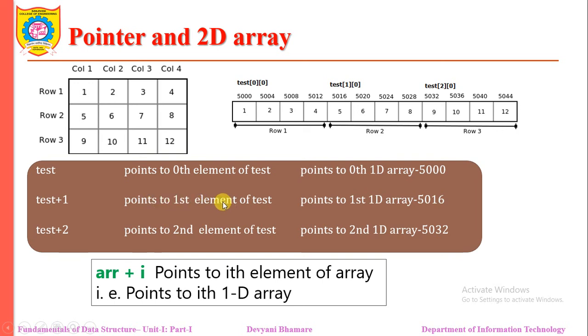What is the first element of the two dimensional array? It means the second row. It is containing the address of the second row. From where does the second row start? 5016. Similarly, test plus 2, what does it point to? It is pointing to the third element. It is a one dimensional array. That means the third element itself is a one dimensional array. So it is containing the starting address of the third row.